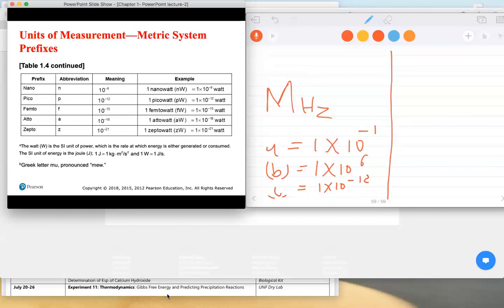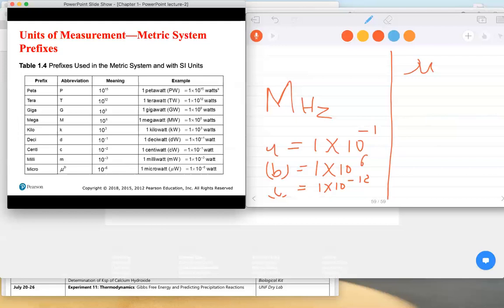Somebody might say, what is micro here? What is micro? That is what it is. Jennifer is saying, I think it is mega. Somebody is saying mega? No, let's see. Mega is right here. M is mega, M. All right. But P right here is what we are talking about.